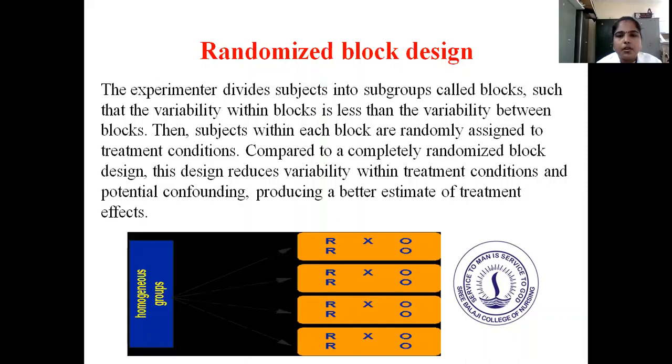Next one is randomized block design. In this randomized block design, the experimenter divides subjects into subgroups called blocks, such that variability within the blocks is less than variability between the blocks. Then the subjects within each block are randomly assigned to treatment conditions. Compared to a completely randomized design, this design reduces variability within the treatment conditions and potential confounding, producing a better estimate of treatment effects. This is called randomized block design. Here, the researcher divides the subjects into blocks.